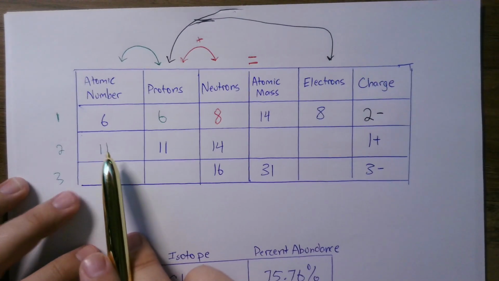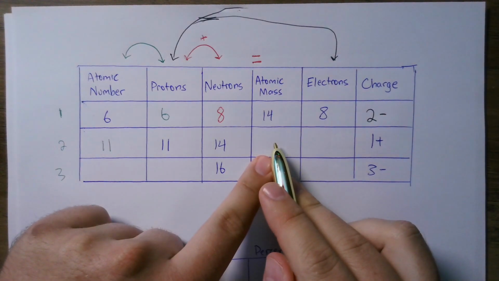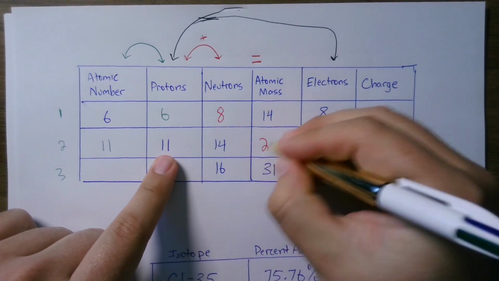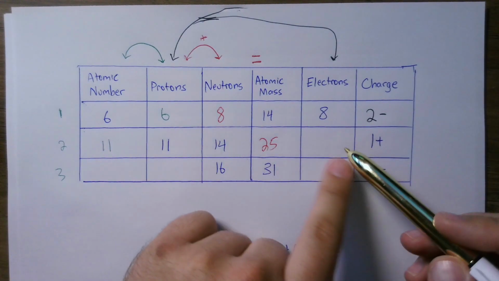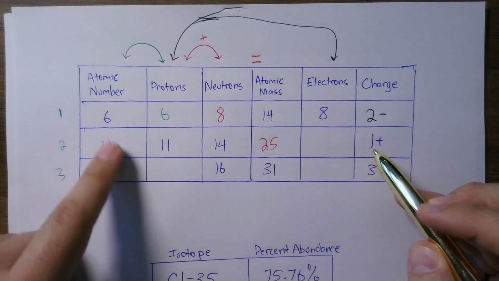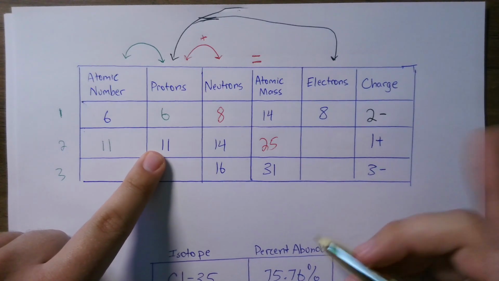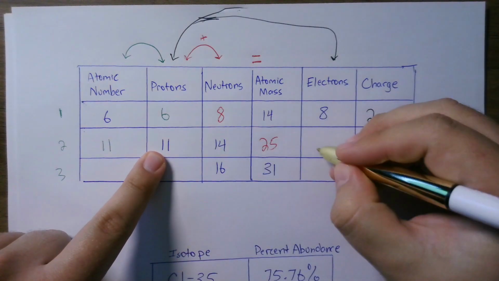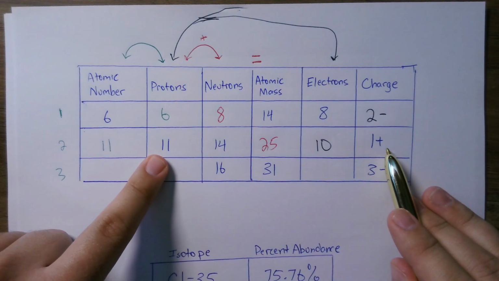So if we go to the next one, I'd already filled in the atomic number here. So if I want to look at the atomic mass next, this time I know my number of protons and neutrons, so I just add those together. My mass is 25 AMUs. Right, I need to figure out my number of electrons. I know my charge, and I know my number of protons. I have a 1 plus charge, which means I have 1 more proton than I do electrons. Since I have 10 protons, or sorry, 11 protons, I have 10 electrons. That would give me that net charge of 1 positive.